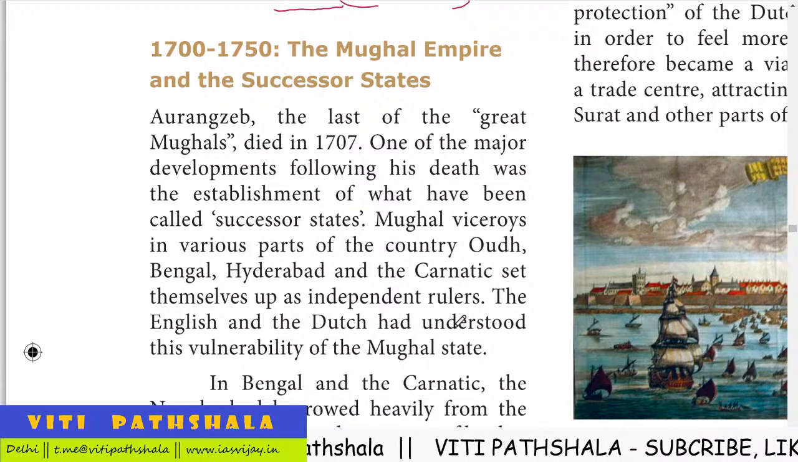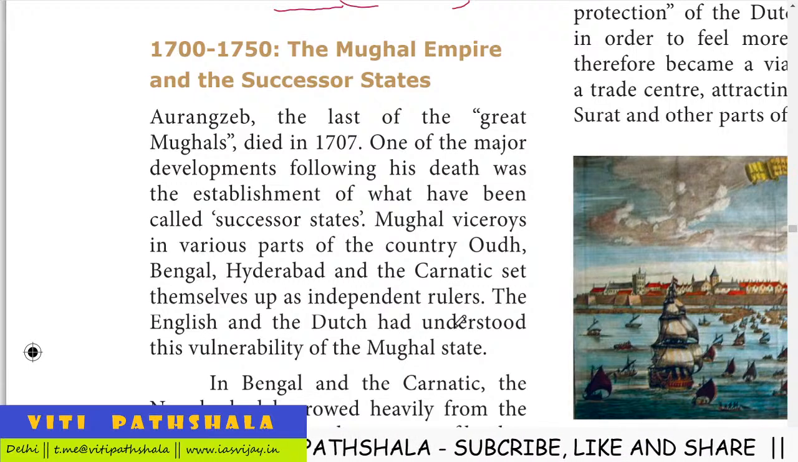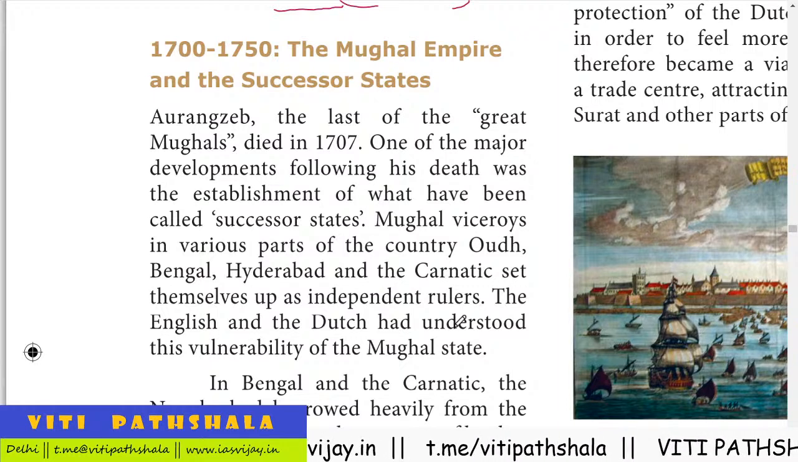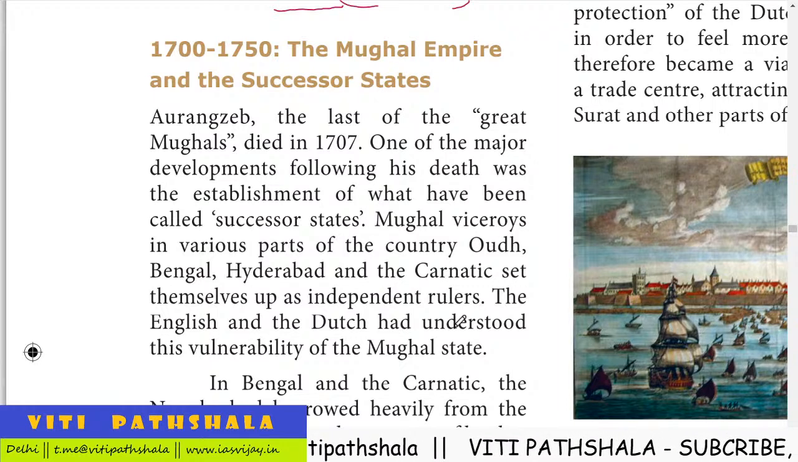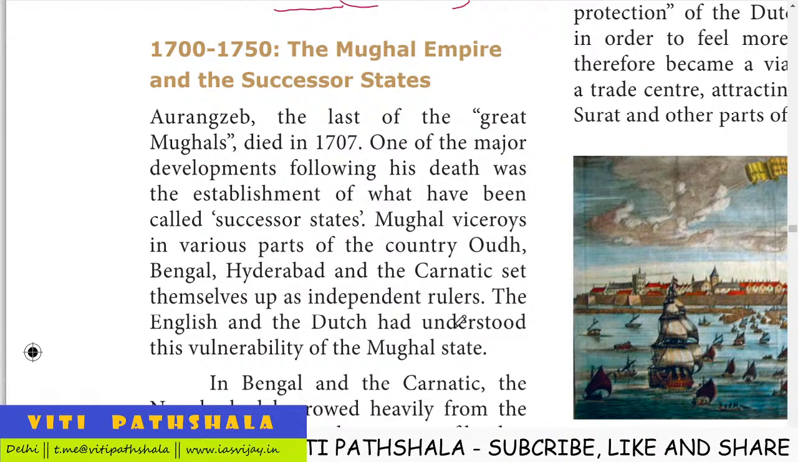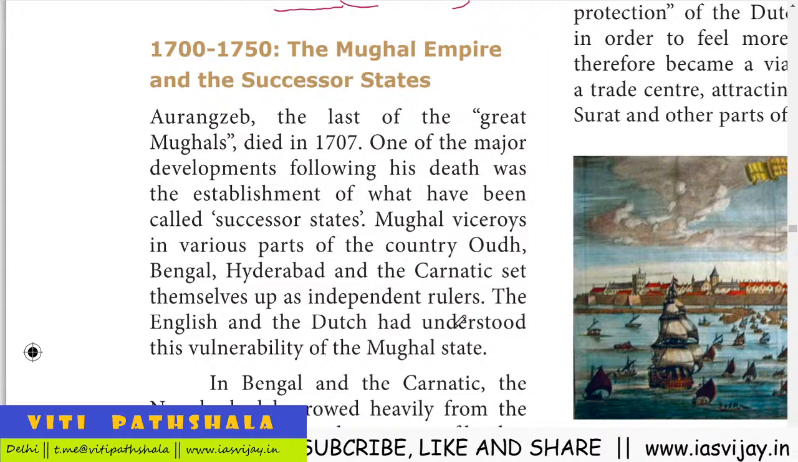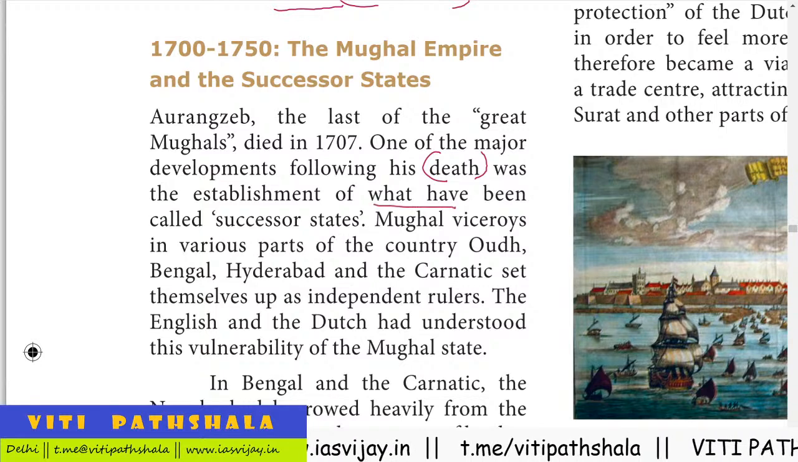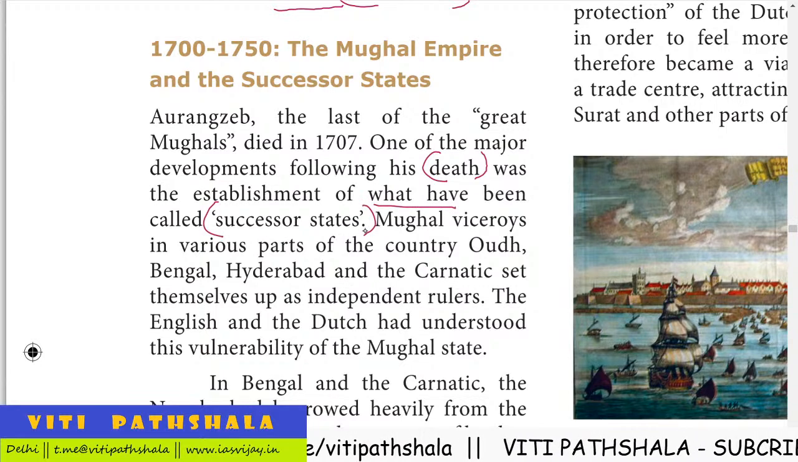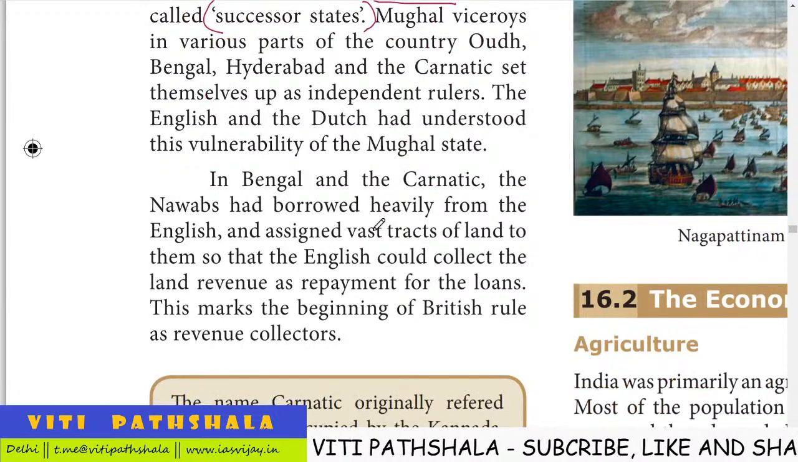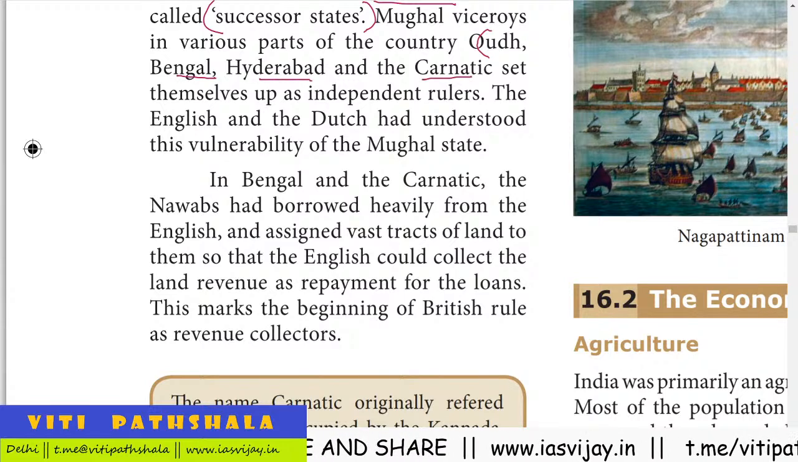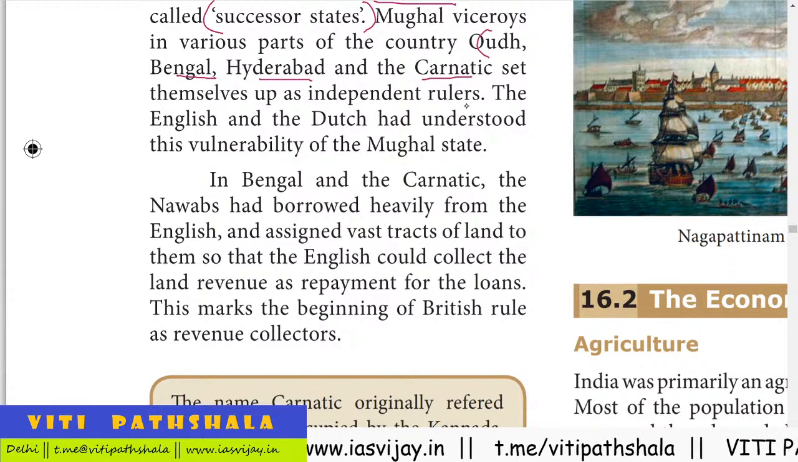Now, Aurangzeb, the last of the great Mughals, died in 1707. Aurangzeb will die in 1707, and after the death of Aurangzeb, the period that will begin is modern history. Now, one of the major developments following his death was the establishment of what have been called the successor states. The Mughal viceroys in various parts of the country, Awadh, Bengal, Hyderabad, Carnatic, set themselves up as independent rulers.